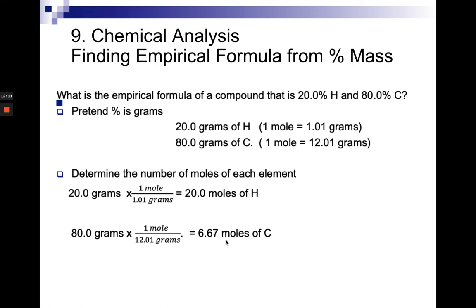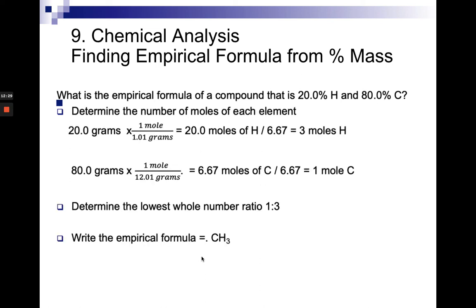So you can see now the ratio is not 1-to-1. We have more moles of hydrogen than we do moles of carbon. So we are going to do a division. We're going to divide 6.67 into both of these to normalize the ratio. So 6.67 goes into 20 just about 3 times. And 6.67 goes into the 6.67 moles of carbon just about 1 time. So the ratio here now is 1-to-3, 1 carbon to every 3 hydrogens. That means that our empirical formula will be CH3.